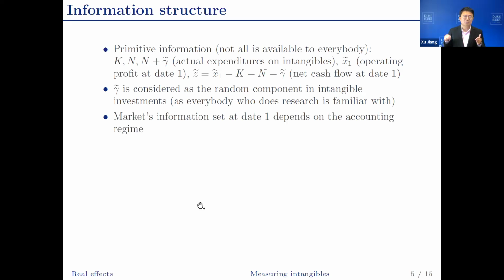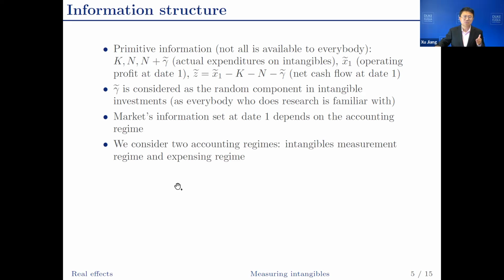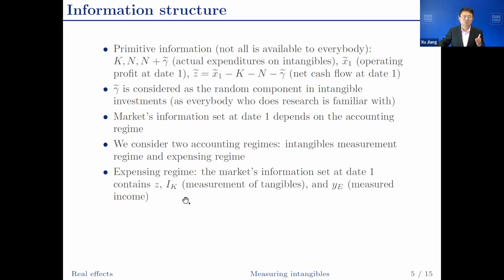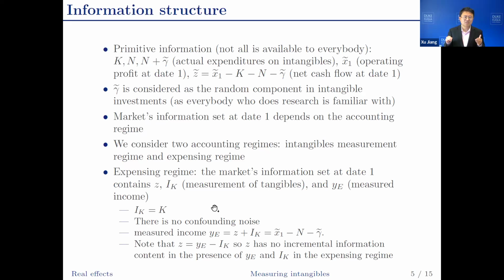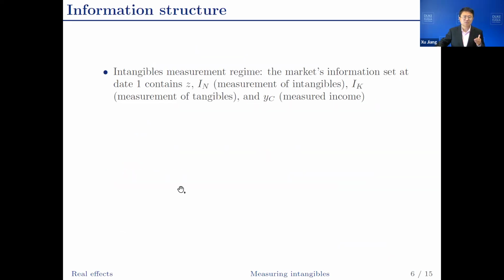The market's information set at date 1, which determines the market's date 1 pricing, depends on the accounting regime. So we consider 2 regimes, intangibles measurement regime and expensing regime. In an expensing regime, the market's information contains the net cash flow, Z, the measurement of tangibles IK, and income YE. In this case, the measurement of tangibles is perfect, IK equals K. There's no confounding noise between tangible measurement and intangible investment. And the measured income is just Z plus IK, because IK is not part of expense. This also means that because Z equals YE minus IK, knowing YE and IK, Z has no incremental information content in the expensing regime.